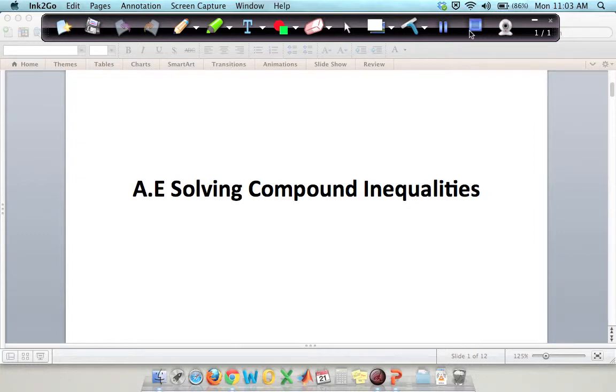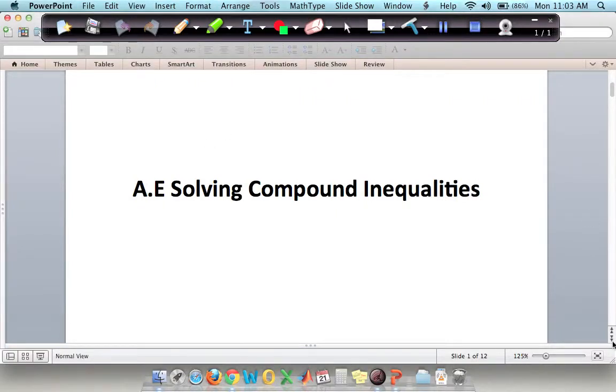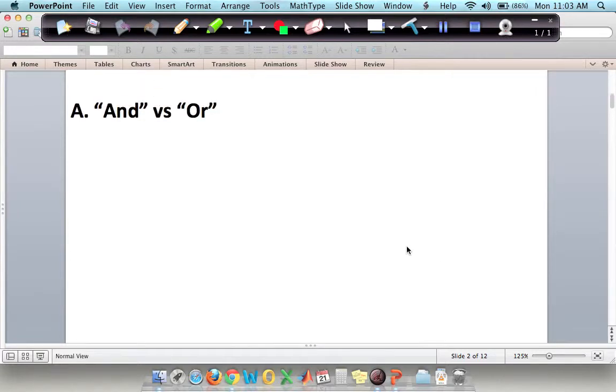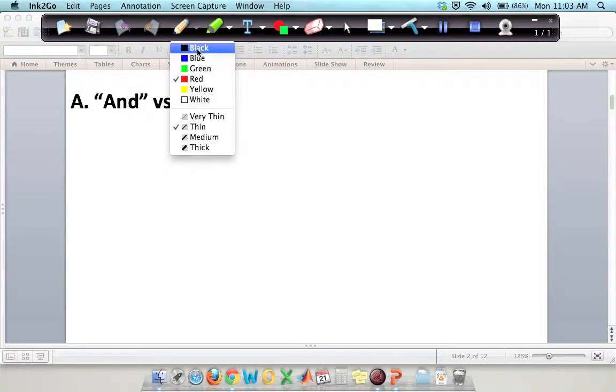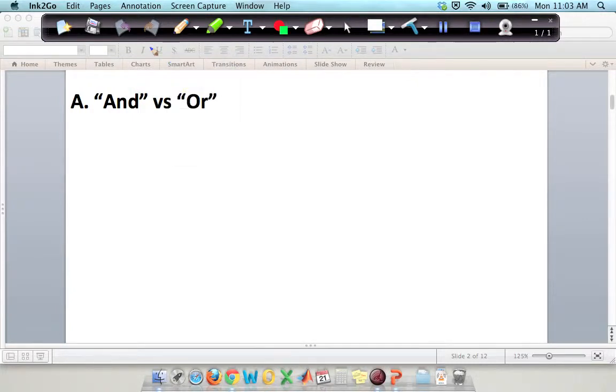First, let's look at Appendix E, solving compound inequalities. So when solving compound inequalities, sometimes you can see the word either "and" or "or" in between the inequalities. And let's talk about what the difference is between those two.